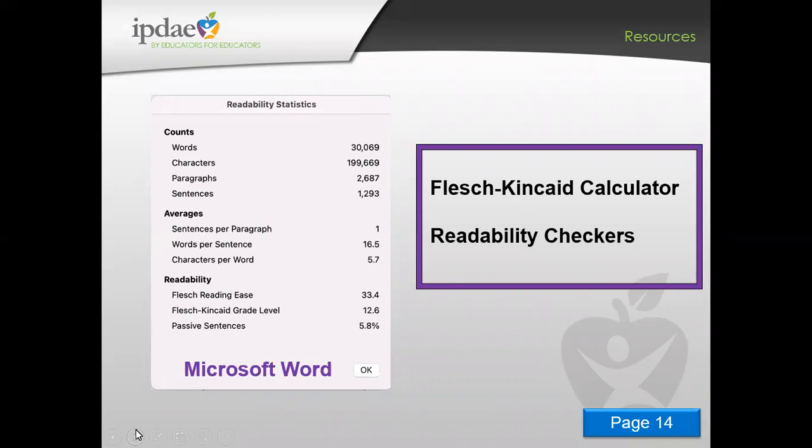Microsoft Word has one where you can copy and paste it right into there, and it'll tell you the reading level. There's Flesch-Kincaid calculators all over the internet. They are free. They let you know how hard your passage is to read or understand. And that's really important when you're giving students articles. You don't want to give it to them too high because that can frustrate them, right? But you don't want to give it to them too low either. So it's really important to use a readability checker or a tool such as that when you are finding articles online.